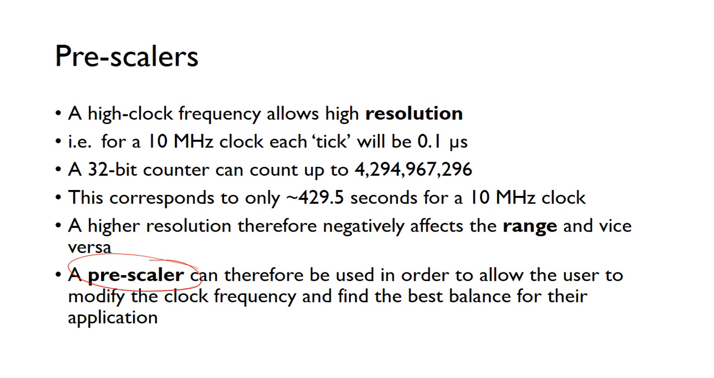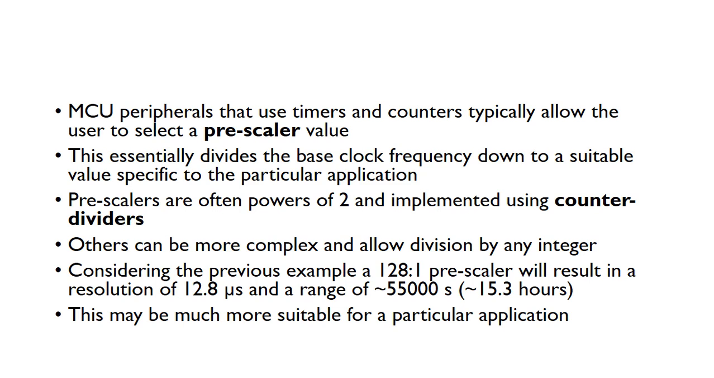So very often in microcontrollers we have a prescaler. This is used to allow the user to modify the clock frequency. We can essentially divide it down and find the best balance for a particular application. Microcontroller peripherals that use timers typically allow the user to select the prescaler value. This divides down the base clock to a suitable value, and then the user can work out the best value for a particular application. Quite often these prescalers are just powers of 2, implemented using a counter divider we've seen before. But others can be more complex and allow you to divide it down by any integer value.